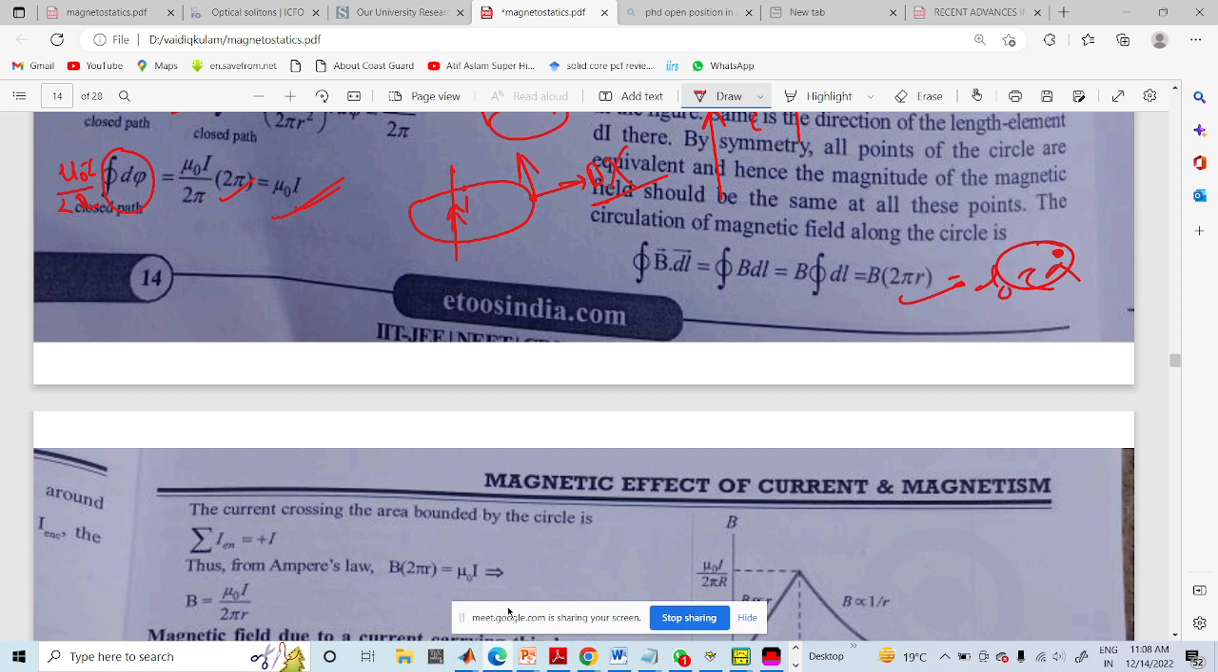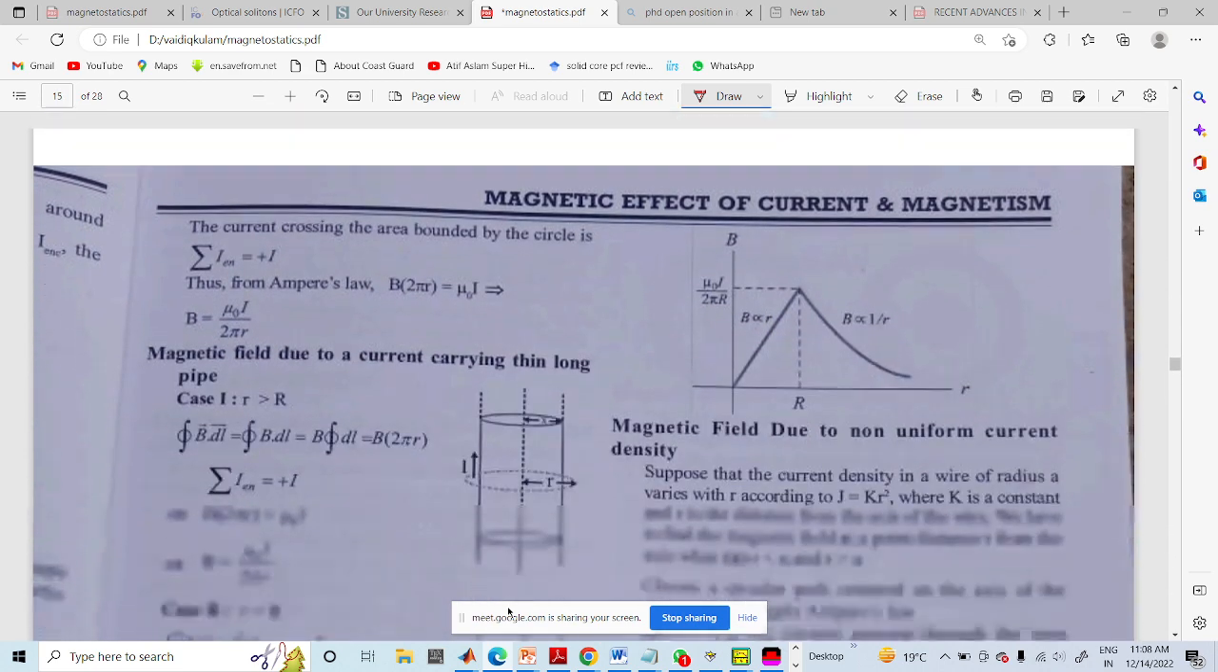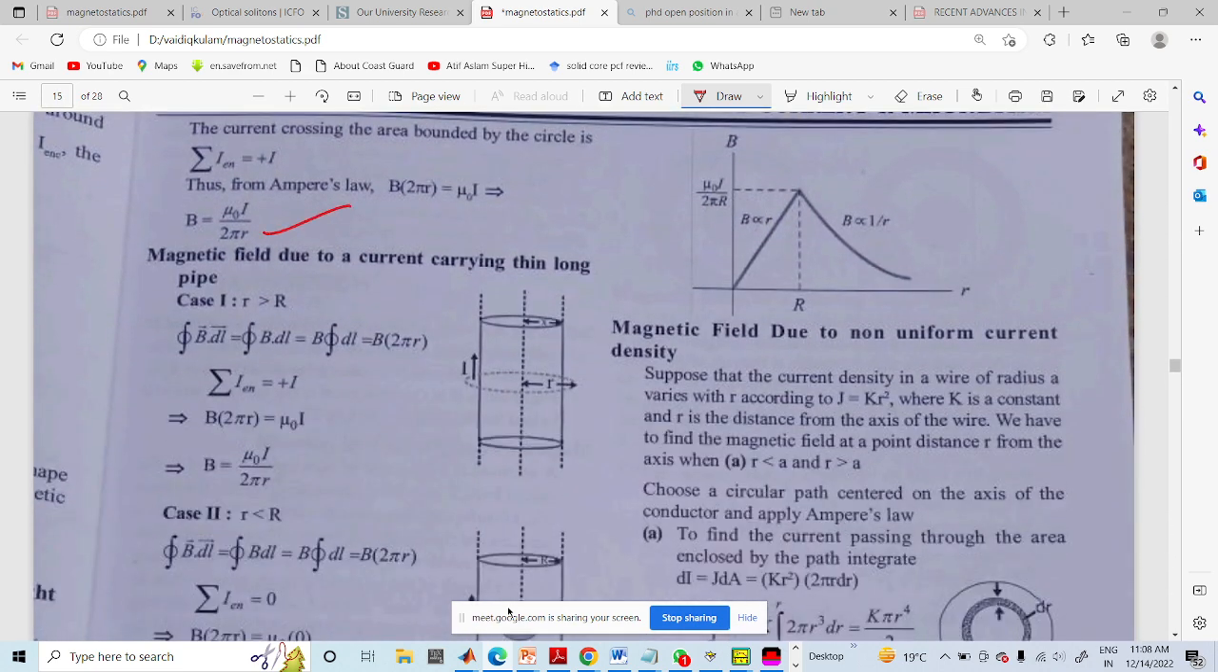तो आई से यहाँ से भी ये रिजल्ट देखो फिर से आ गया. यही रिजल्ट, ये रिजल्ट तुम निकाले थे ना पहले, म्यू नॉट आई बाई 2 पाई आर. तो ये एम्पियर्स लॉ लगा कर भी हम निकाल सकते हैं. एम्पियर्स लॉ भी अगर तुम लगा दोगे तो उससे भी म्यू नॉट आई बाई 2 पाई आर हो जाएगा, राइट.